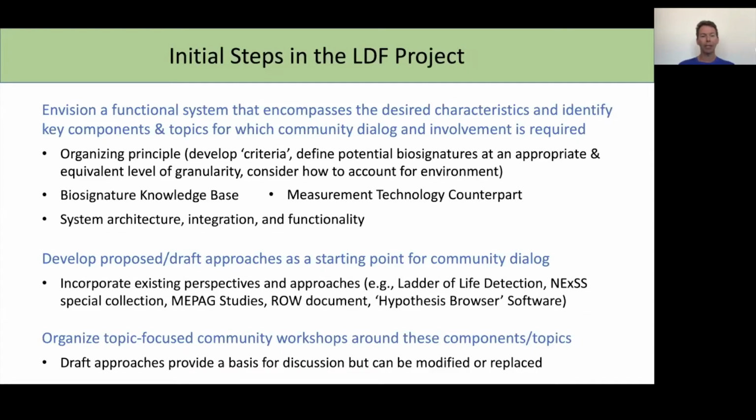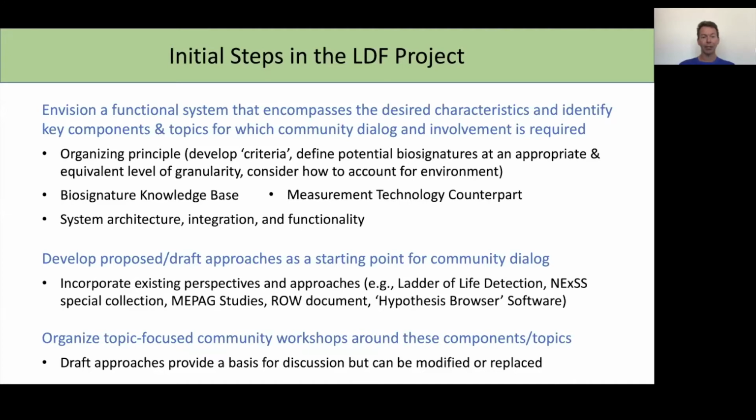So how have we taken initial steps in the Life Detection Forum project? We started by trying to envision a functional system that encompasses all of the features that I just mentioned, and then break that system down into individual components and topics where we feel like community dialogue and interaction is important to make sure that it's done in the right way. So first and foremost is just to have everyone weigh in on and debate the basic organizing principle for the system. So this, in my mind, means a discussion to help develop criteria that can be uniformly applied across different potential biosignatures. We need to find a way to define those potential biosignatures at an appropriate and equivalent level of granularity so that we can think of them in apples to apples terms.